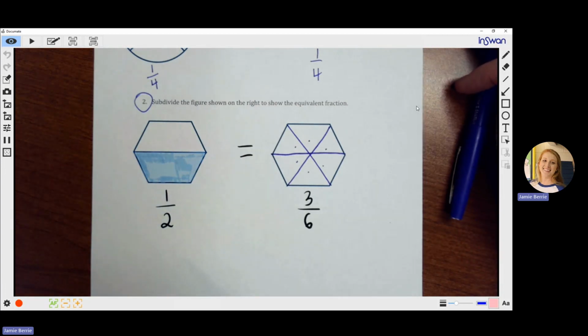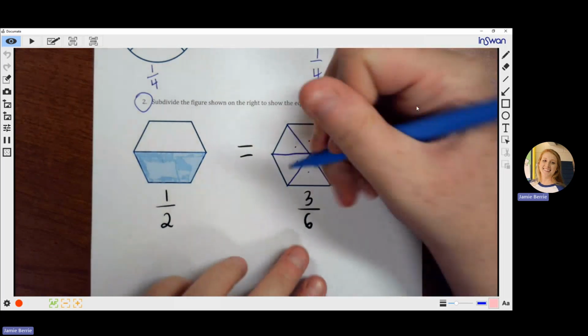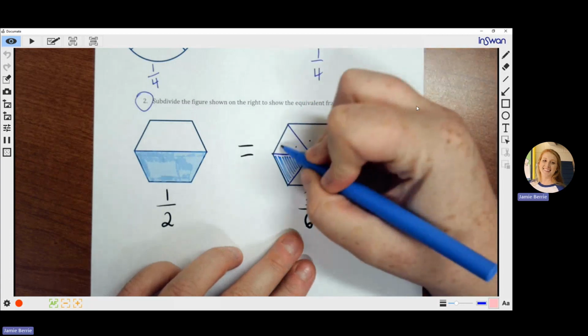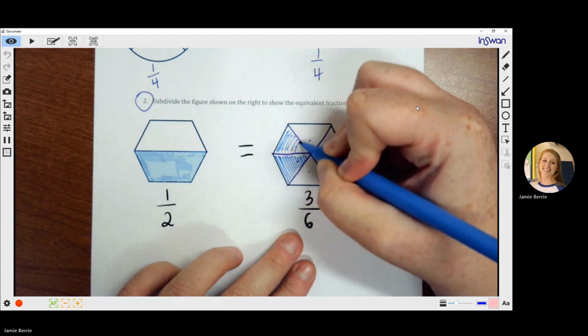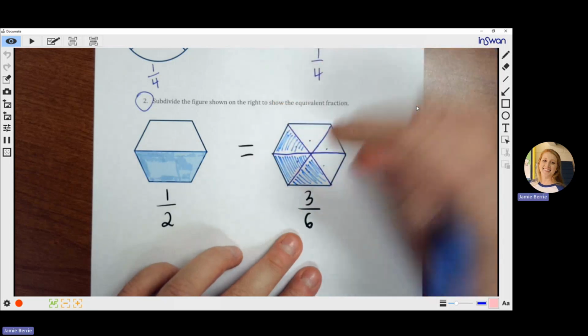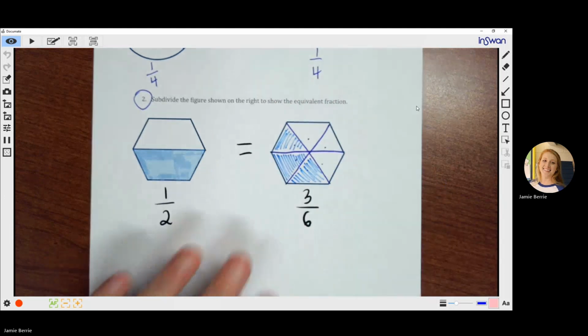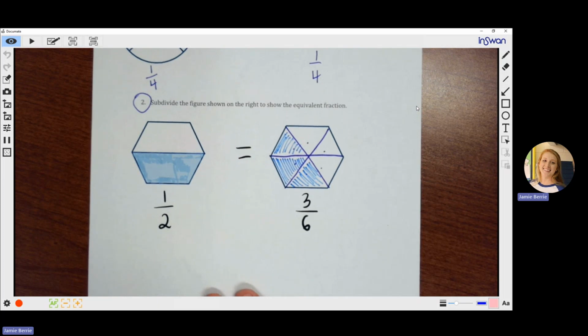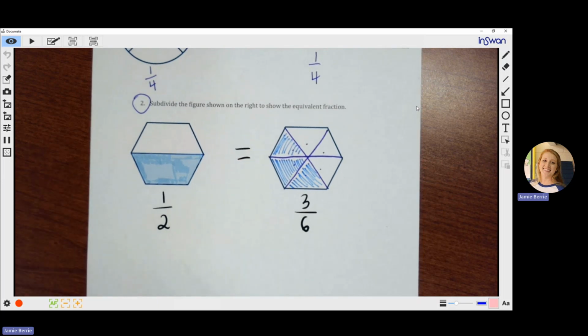And I'm supposed to shade 3 of those. So I'm just going to take something and shade those. It doesn't matter what color you use. You can just use your pencil. It doesn't matter which 3 you shade. If you want to make it match up with the one on the left, you could have shaded these bottom 3, but any 3 that you shade are totally fine. So we have subdivided the figure to show that this is an equivalent fraction. Definitely expect to see something like that on the exam, just with a different shape.